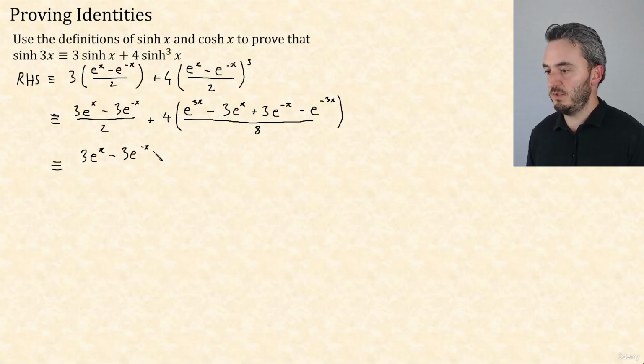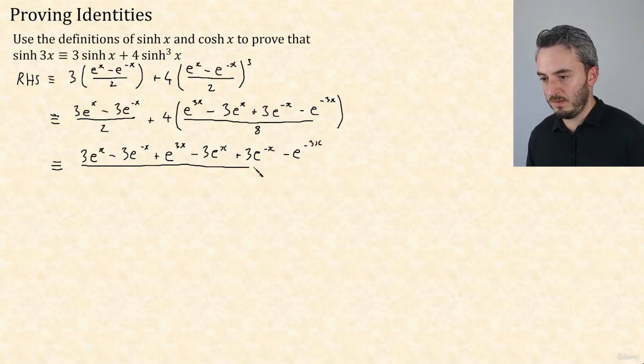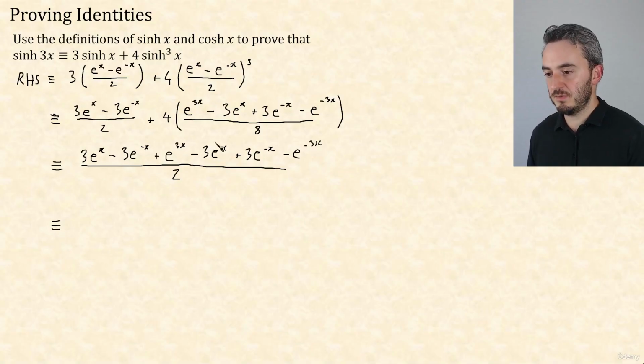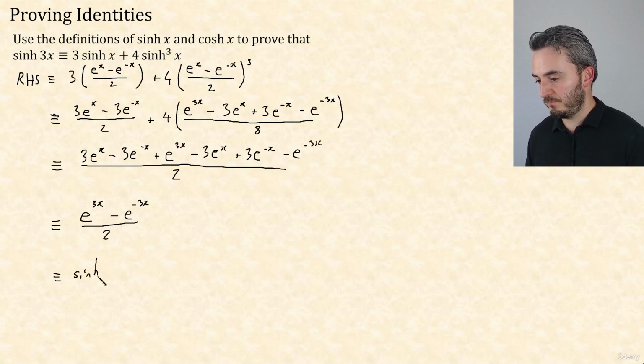Then, yeah, this basically is all over 2, so I'm left with plus e to the 3x minus 3e to the x plus 3e to the minus x minus e to the minus 3x, and all of that is over 2. Good, lots of things cancel. 3e to the x cancels with minus 3e to the x. Minus 3e to the minus x cancels with the 3e to the minus x. So the only things that survive are e to the 3x and the minus e to the minus 3x all over 2. What is that? By definition, that is sinh of 3x.